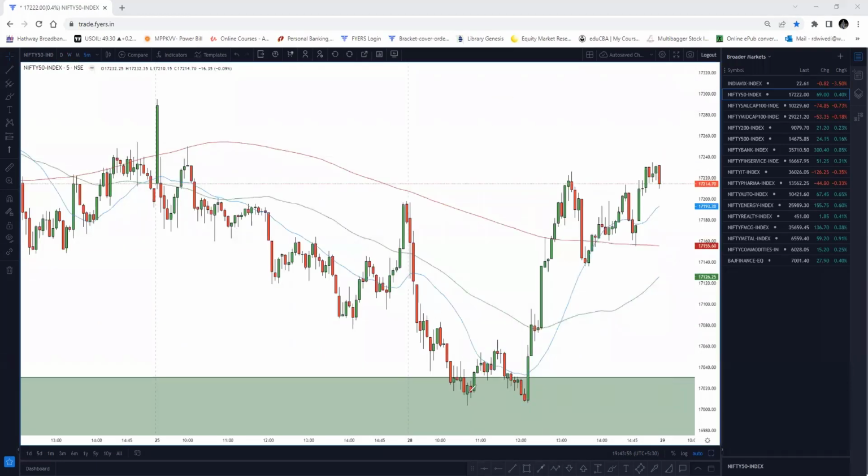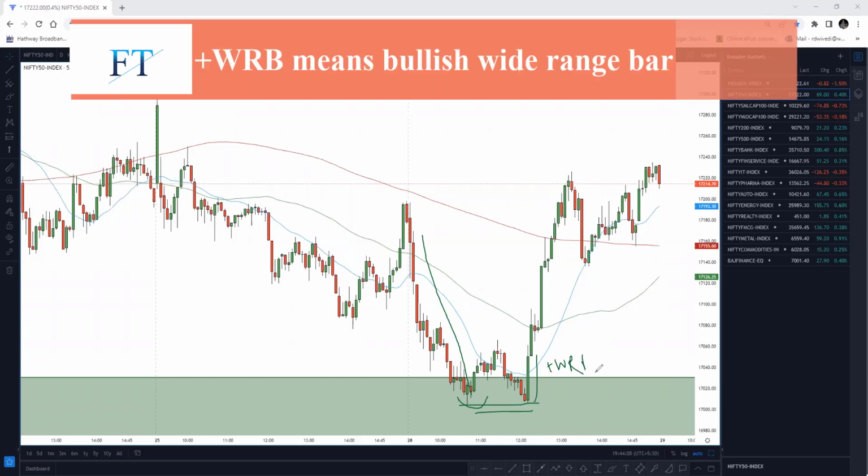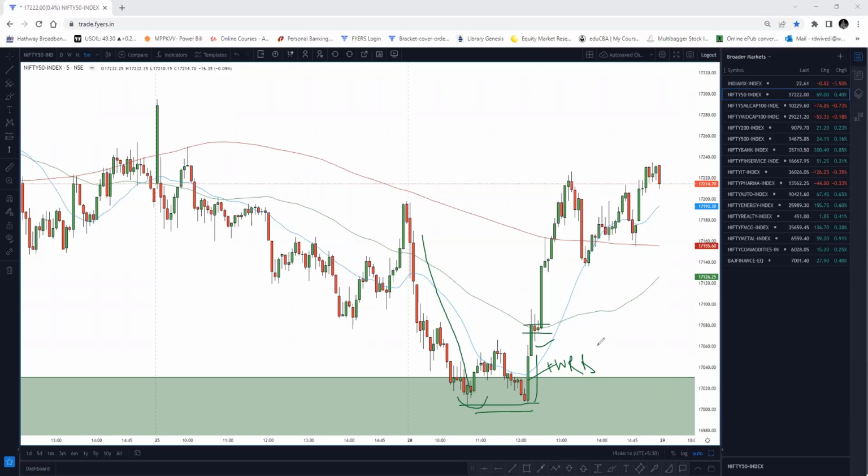This is the first time when prices come on the support zone, and then when it retested this support area, we have a plus WRB or a wide range bar here, right? And then we have another wide range bar, and then see what has happened. We have the prices which were resting at the upper 1/3 of the wide range bar. And why it rested here? Because we have somewhat resistance to the left, right?